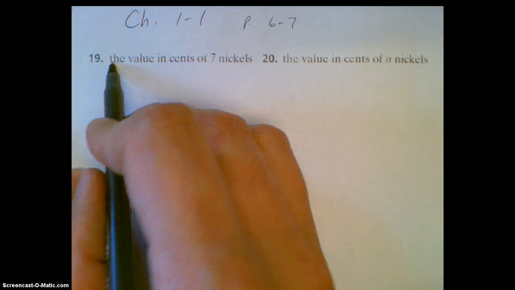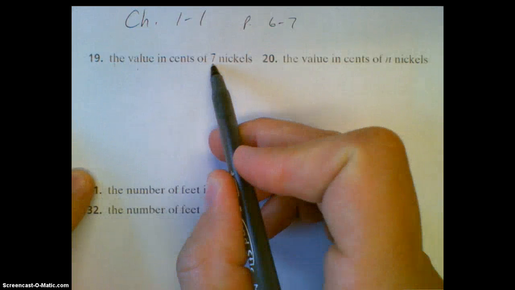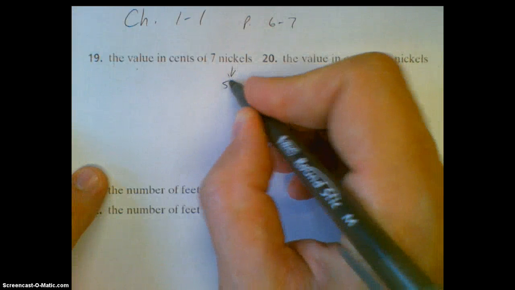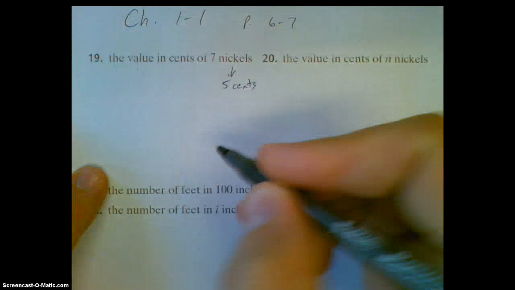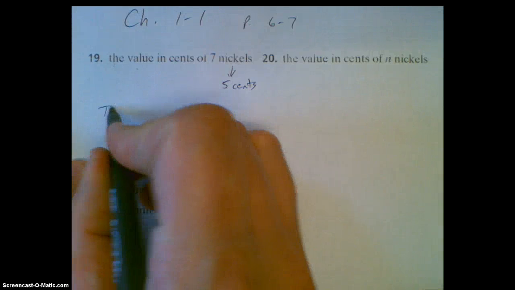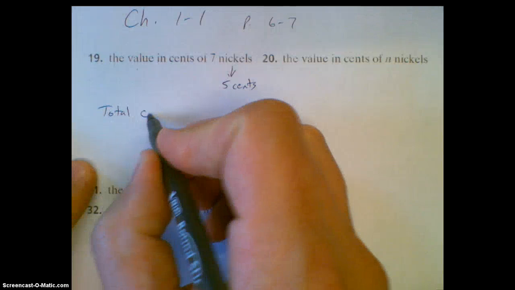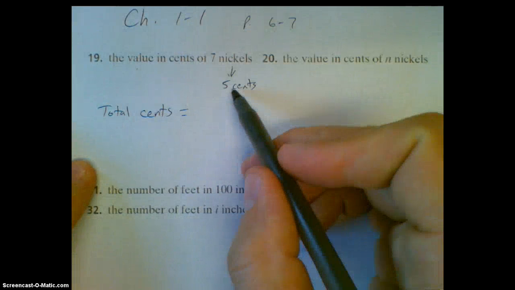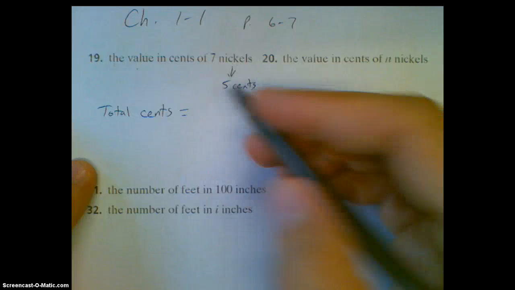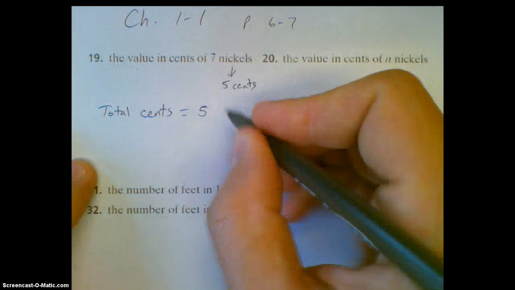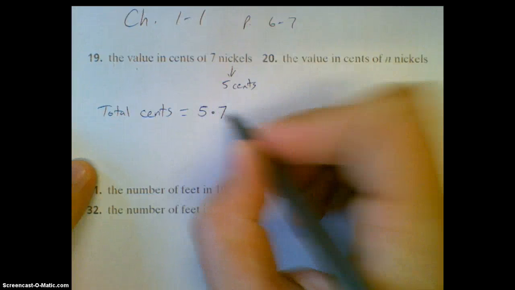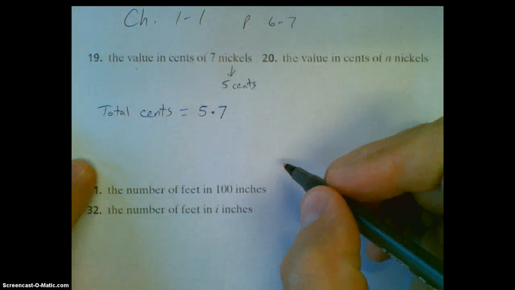So let's take this one. The value in cents of 7 nickels. Well, you know a nickel has 5 cents in it. So let's think of this as an equation. The total cents equals what? Well, I've got 5 cents in every nickel. I've got 7 nickels. So 5 cents per nickel, and I've got 7 of them.